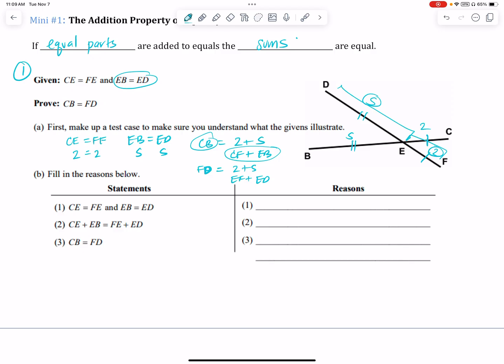We know that CE is equal to FE and EB is congruent to ED because it is a given. CE plus EB equals FE plus ED. So since equals are added to equals, how do we get from the first step to the second step? The reason is going to be the transition from the first to second. So we're going to use the addition property.